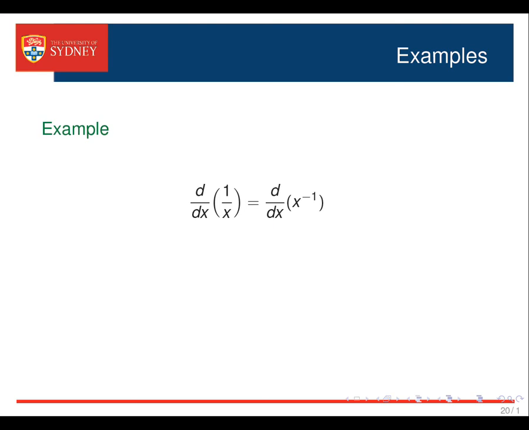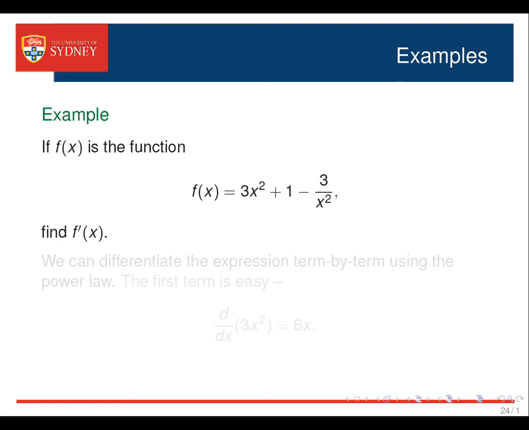To differentiate 1 on x, which of course is the same as x to the minus 1, we bring the minus 1 out the front and make the new index minus 1 minus 1, which is minus 2. And since x to the minus 2 is 1 on x squared, we can write our derivative in this way. Let's look at another example.